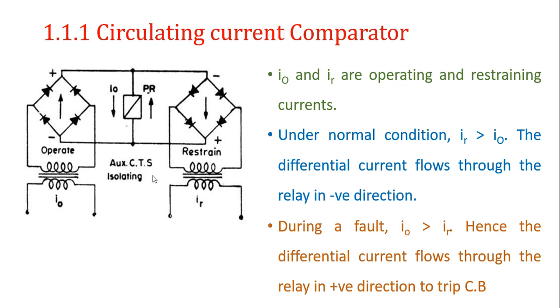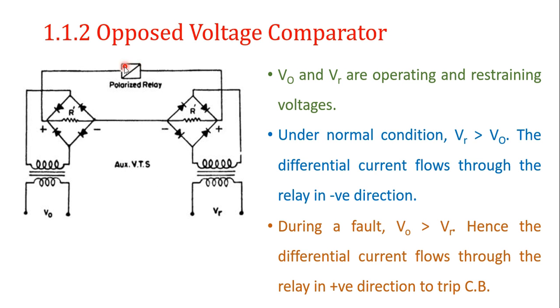Since voltage is given, the circuit connection has some changes. The relay is connected in series. When VR is higher than VO, the current flows in one direction, the negative direction. When VO is greater than VR, current flows in the opposite direction and sends the trip signal to the circuit breaker. Here also there is a rectifier arrangement for converting the AC quantity to a DC quantity.